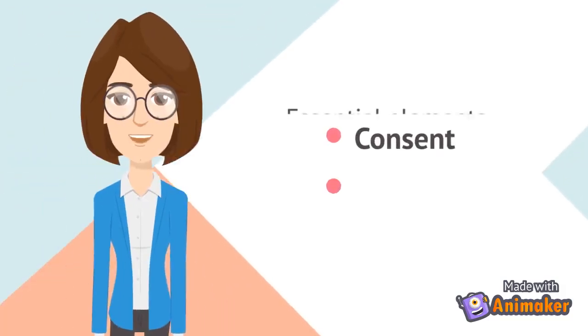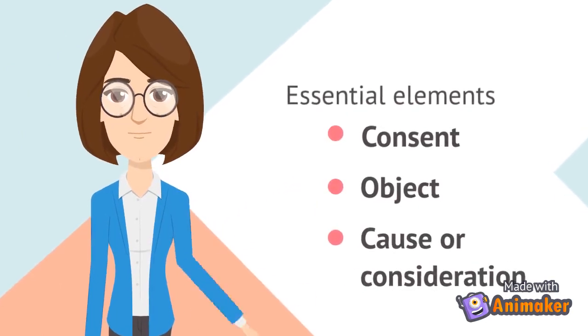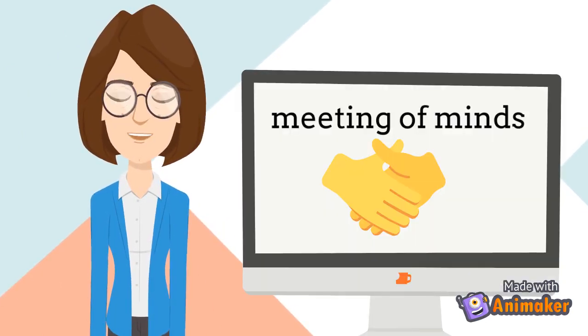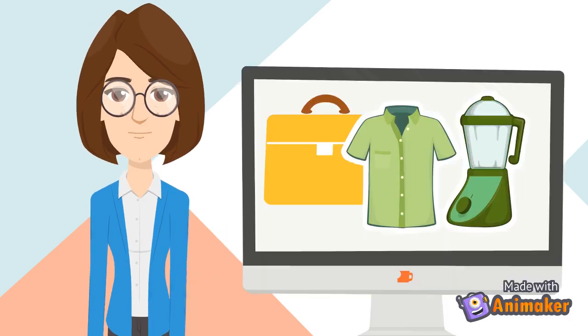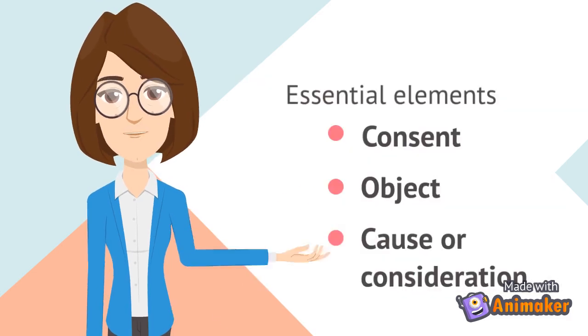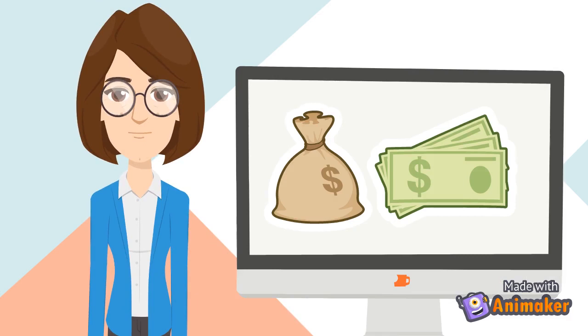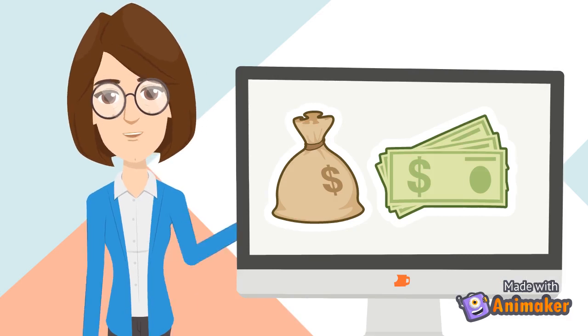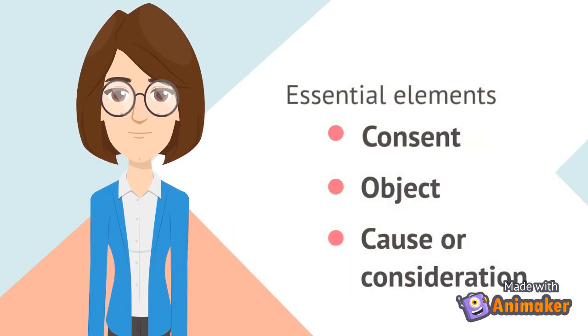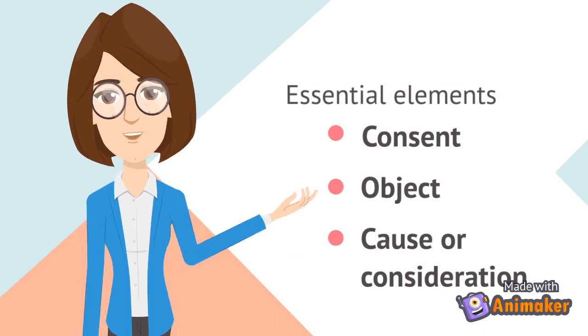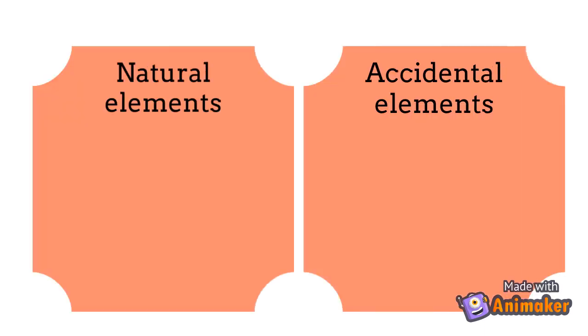Like every contract, sale has the following elements: consent or meeting of minds; object or subject matter, which refers to the determinate thing that is the object of the contract; and cause or consideration, which refers to the price certain in money or its equivalent. These are the essential elements of a contract of sale, those without the presence of all of which no sale can validly exist.